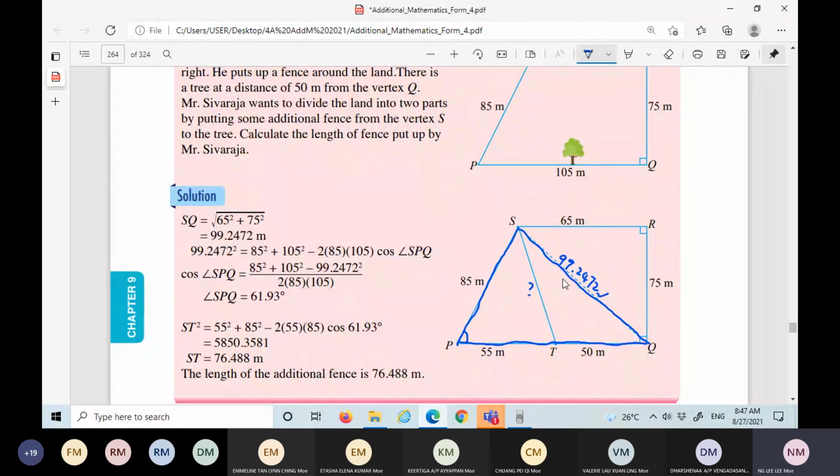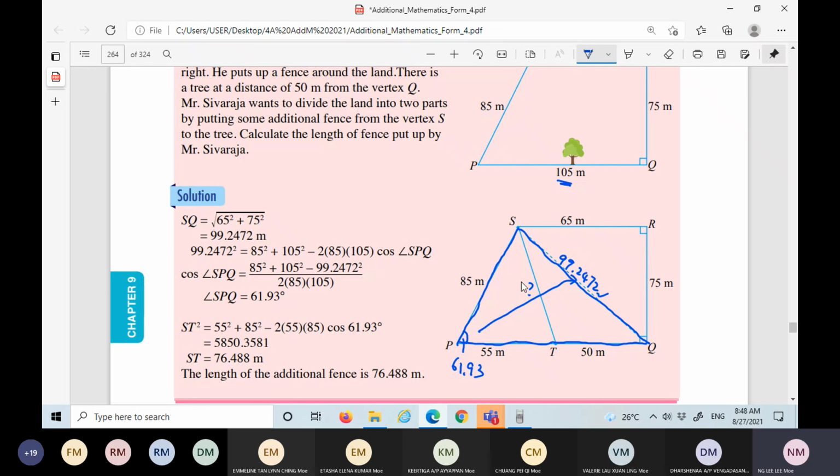Next, continue. So we look at the bigger triangle, the one with 3 lengths. This is the opposite one. So angle SPQ, matching with the opposite length 99.2472 as the subject. The other 2 lengths are 85 and this length, 105. So 85 squared plus 105 squared minus 2 times 85 times 105 times the cos. Rearrange it, get the answer for the angle. So this one you get 61.93.